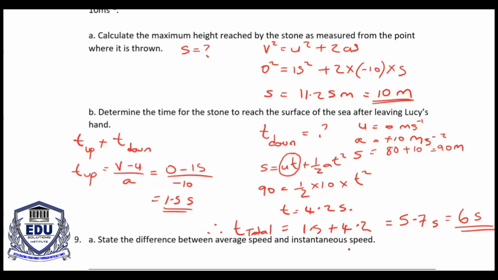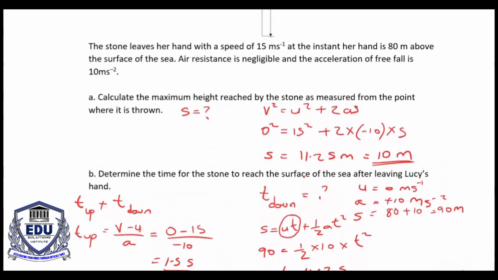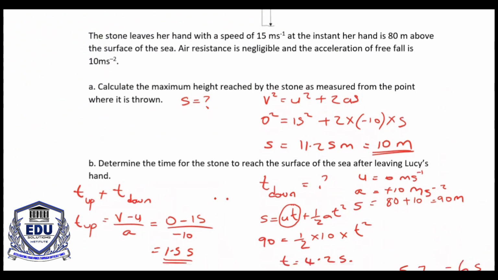For this question, all it took for us is to understand the principle of free fall, which always means that the acceleration is 10. So it's either negative 10 when it's slowing down, or positive 10 when it's speeding up, right? Once we understand that principle and we break up the motion in terms of moving up and coming down, we can answer any free falling question.